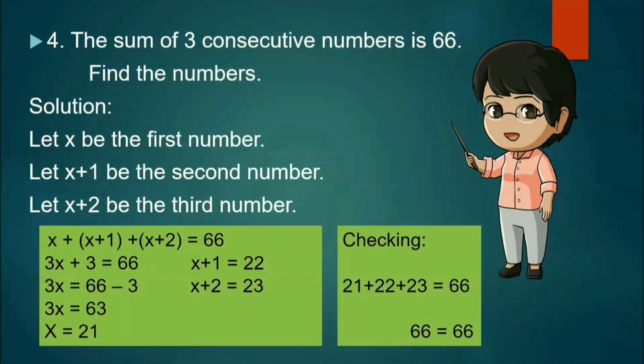And adding negative 3 to both sides, we have 3x is equal to 66 minus 3 or 63. Dividing both sides by 3, we have x is equal to 21. And x plus 1 is equal to 22. X plus 2 is equal to 23. Checking, we have 21 plus 22 plus 23 is equal to 66. And 66 equals 66. Therefore, our answers are correct.